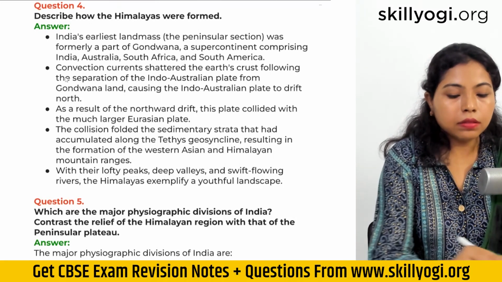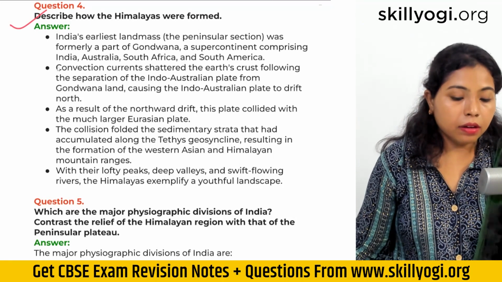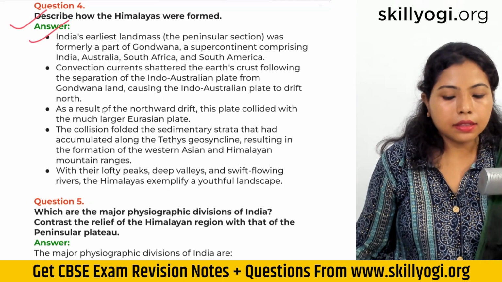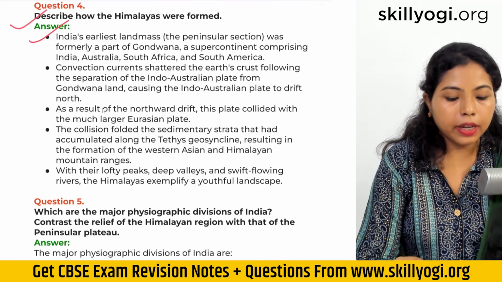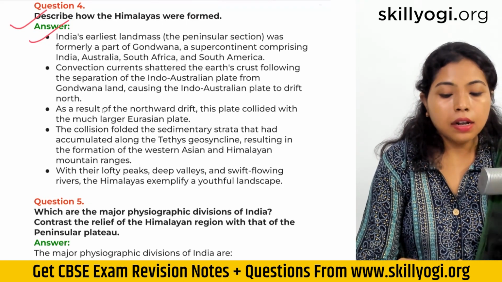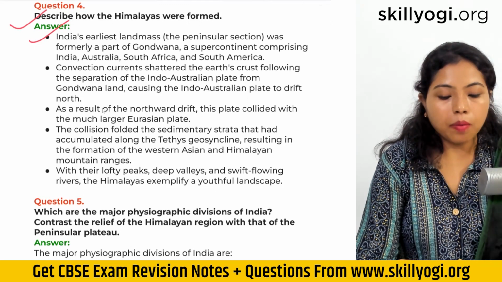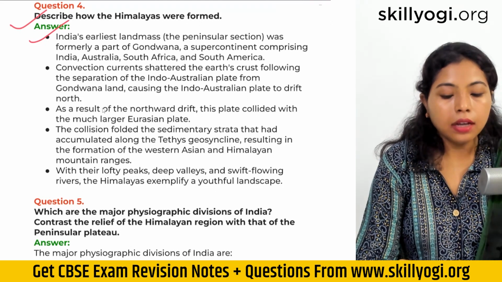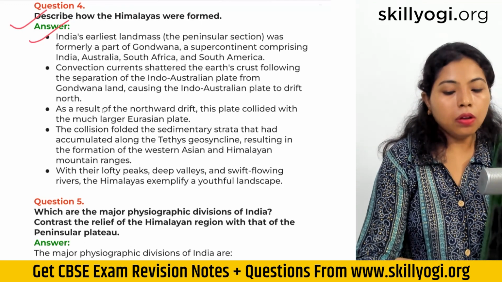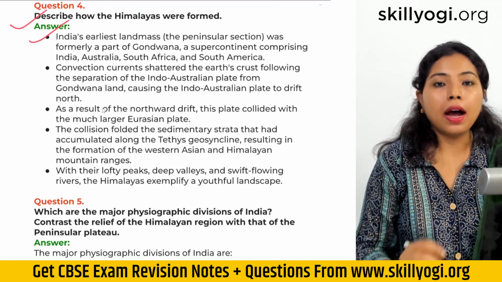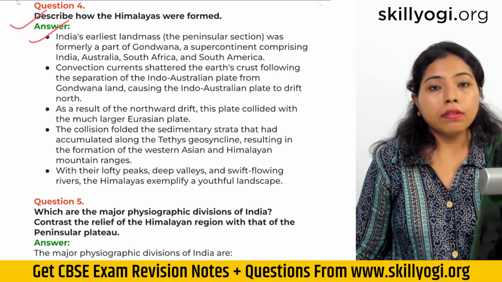Describe how the Himalayas were formed. India's earliest landmass was formerly a part of Gondwana, a supercontinent comprising India, Australia, South Africa, and South America. So, India is part of the Gondwana land.